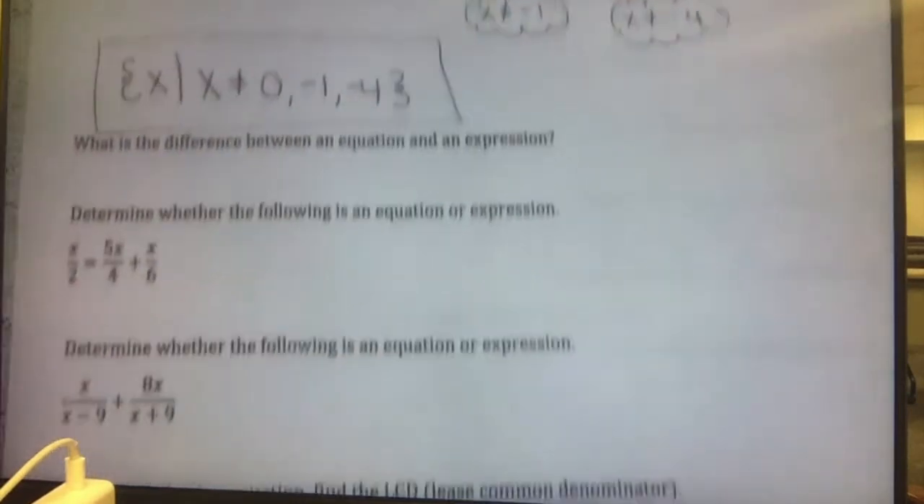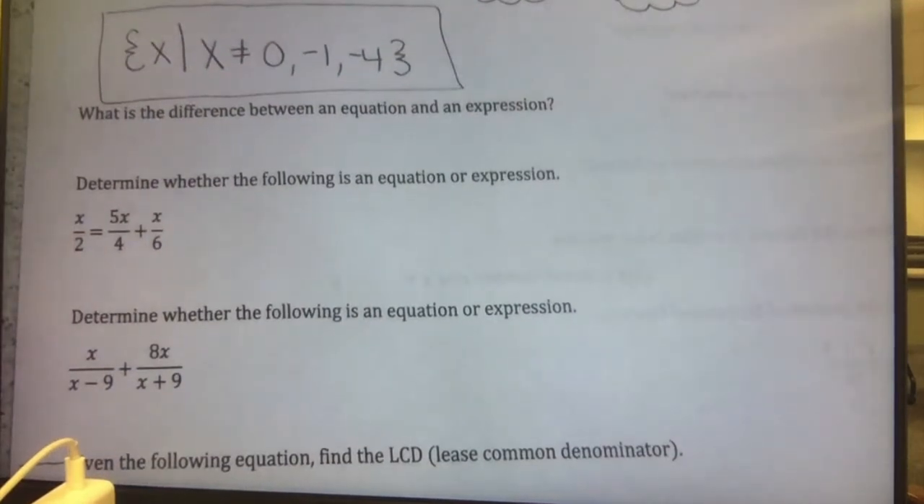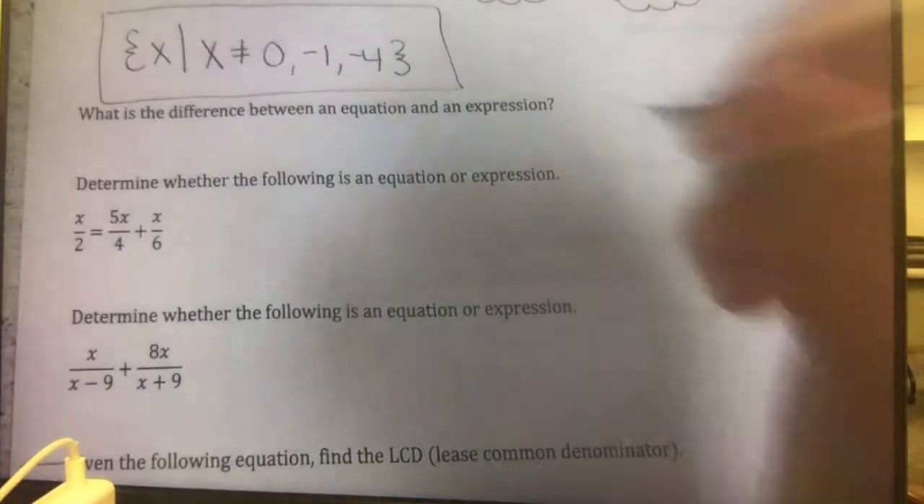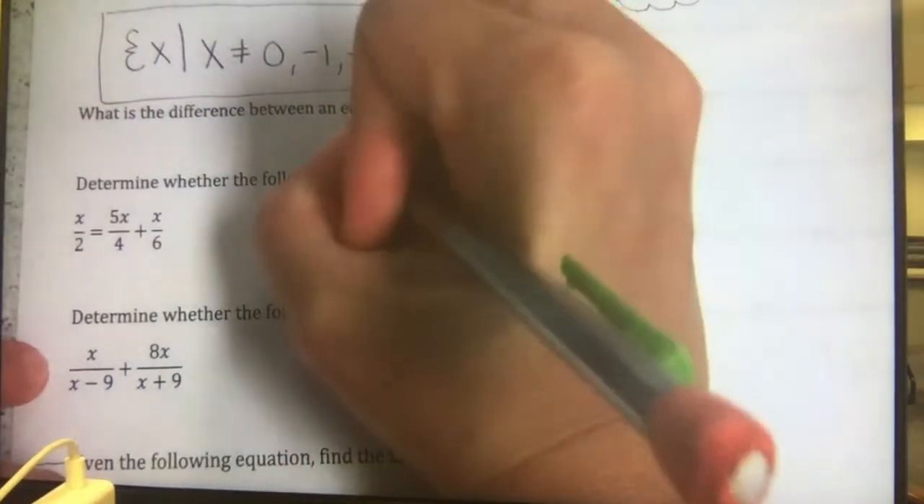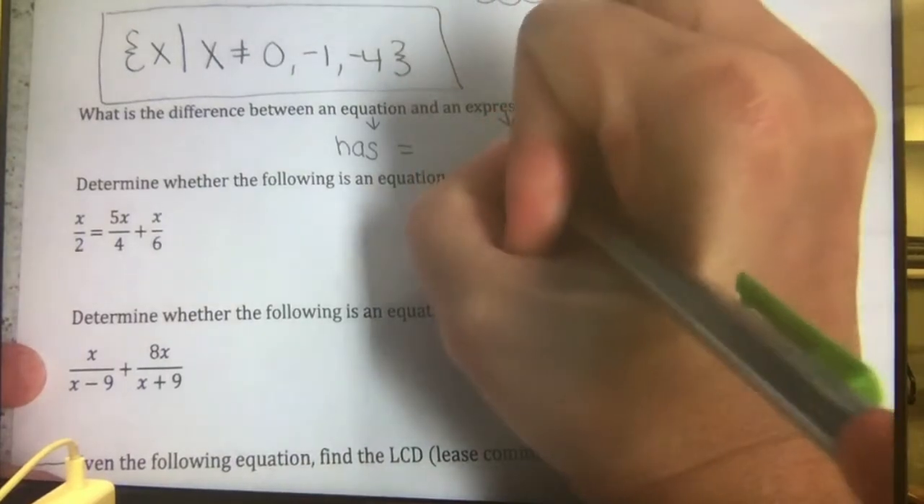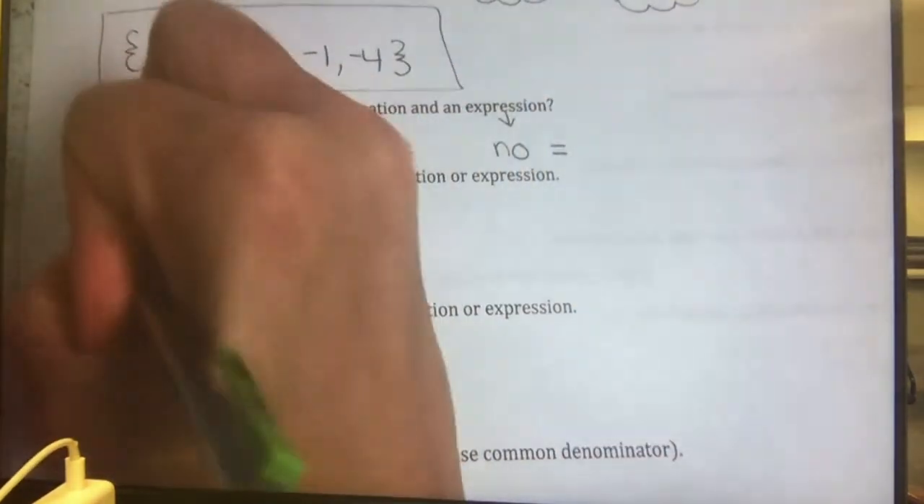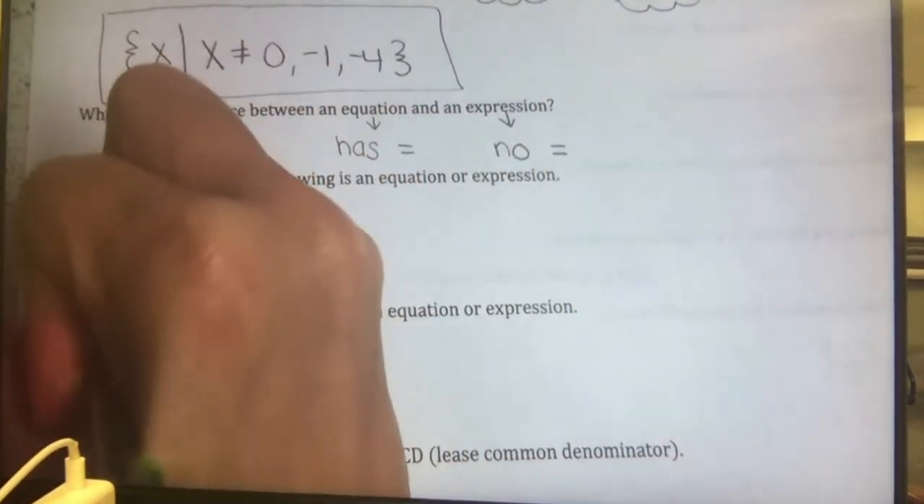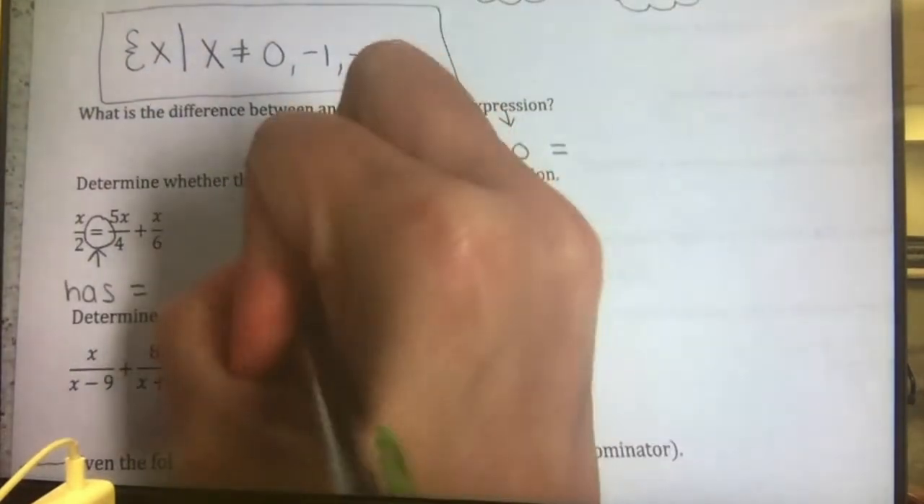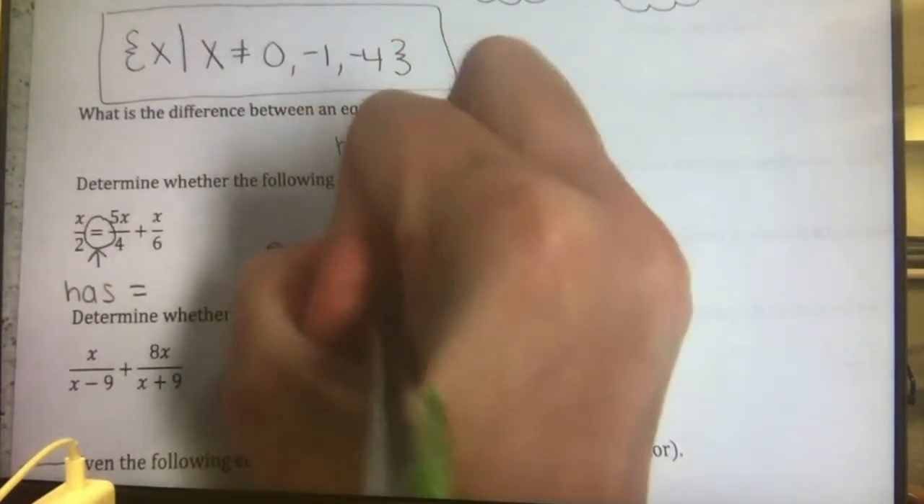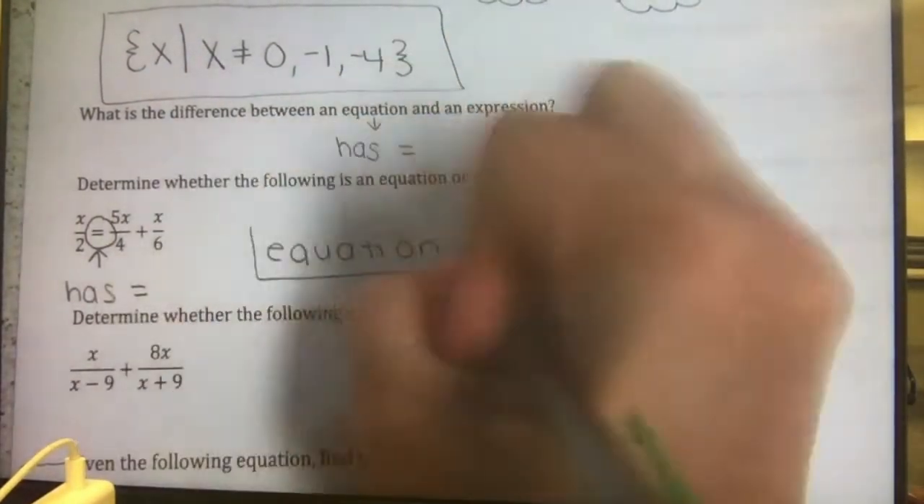Now, kind of switching it up a little bit, what's the difference between an equation and an expression? An equation has an equal sign, and an expression has no equal sign. That's it. So looking at our next example, determine whether the following is an equation or an expression. There's an equal sign here, so it's an equation, meaning we can solve it. We can get whatever x equals. Done.